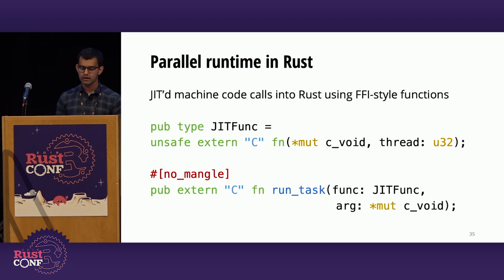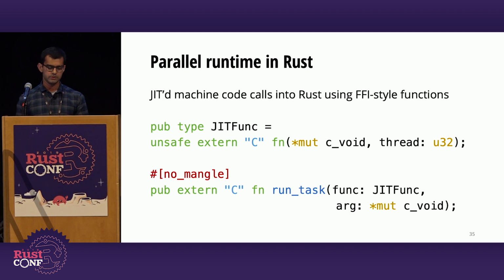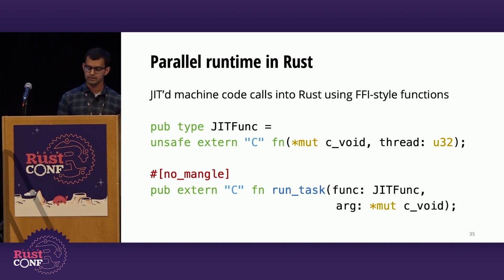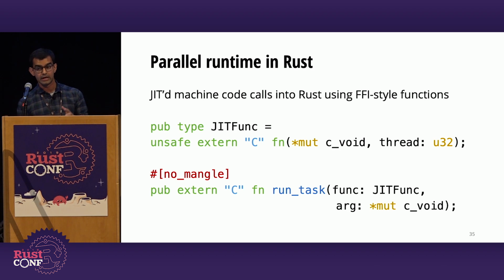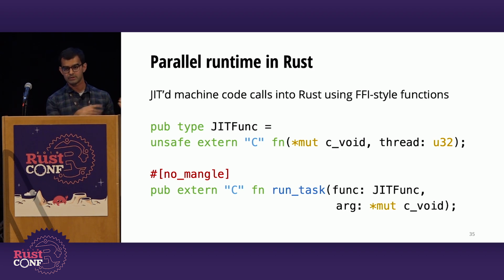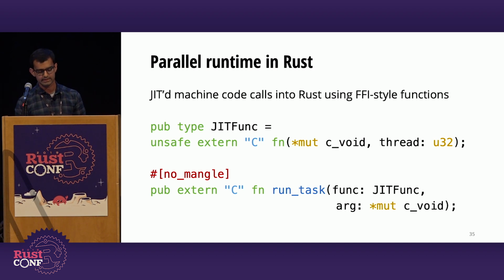So a little bit of detail on this. The way that this runtime works is as follows. You JIT some machine code, and then you call into Rust using these FFI style functions. On the Rust side, you basically have this type definition, and that's all. There's this JIT func type definition, and this refers to a function pointer that is generated somewhere by the actual JIT compiler. So there's some function somewhere that was generated because you took some Weld IR and compiled it into the memory of the existing process.